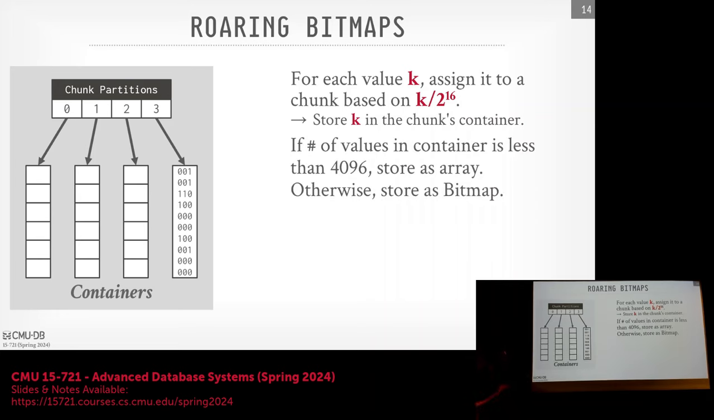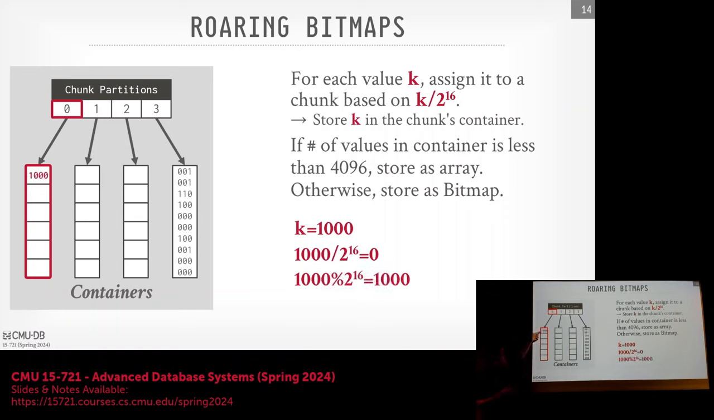In the default setting, if the number of values that have been set to true within that range is less than 4096, then you just store it as an uncompressed array. Otherwise, you store it as a bitmap. Say I want to set key equals 1,000. I divide it by 2 to the 16, and I land in this partition here. Now I keep track of the number of bits set to true in this container. At this point, it's 0, so I just store it as a 16-bit integer with the original value.